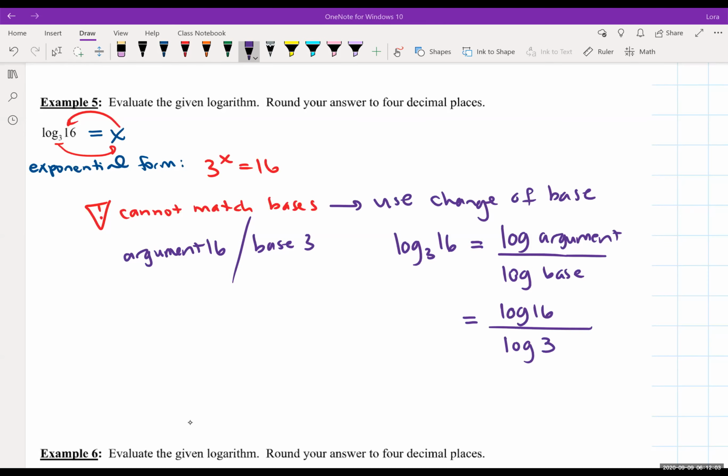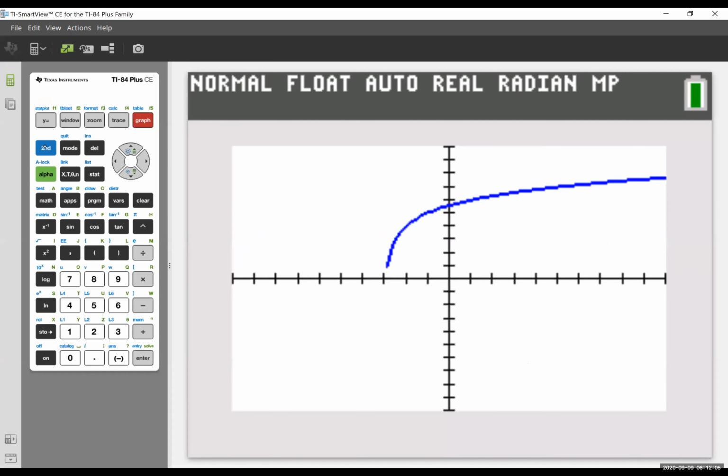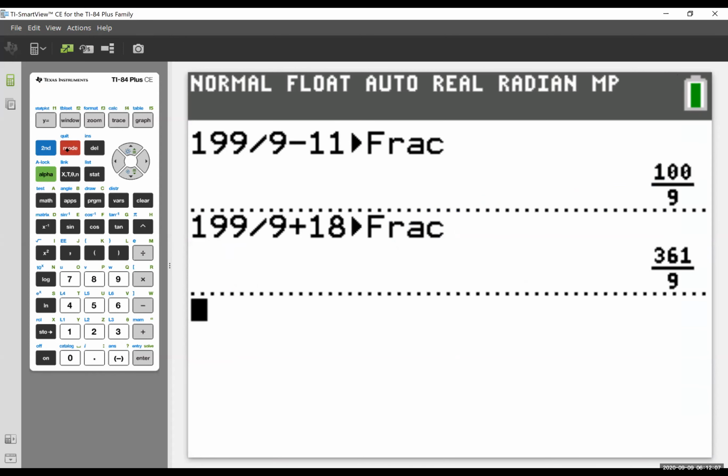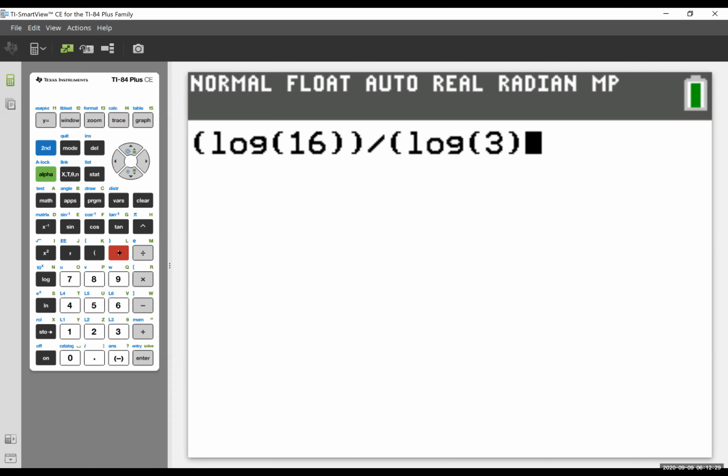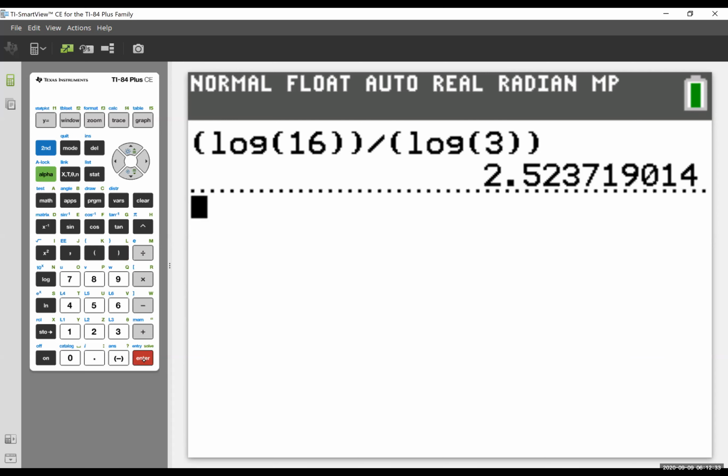And we're not really graphing it. We just want to go to our home screen. So I'll go to second quit. And if we are going to use the change of base, you can now use the log key. So I have log of 16. That's the log in the numerator divided by log of 3. Log of the base in the denominator. You could press enter and we get a decimal.